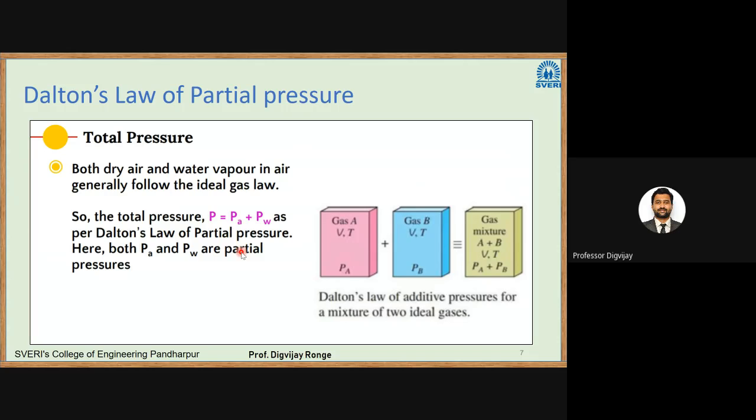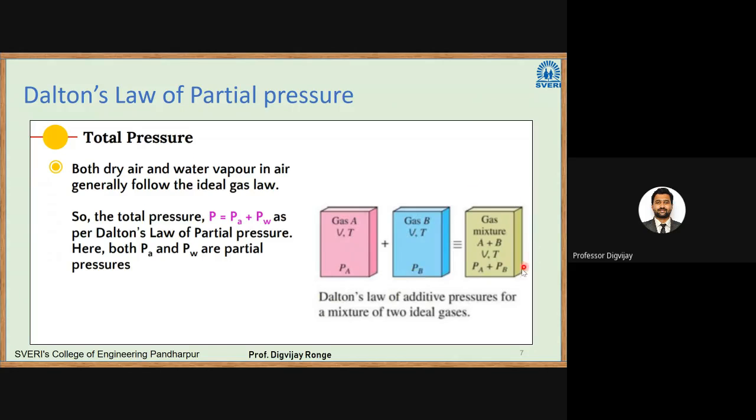Then coming to the main point here, which is a governing factor in psychrometry, that is nothing but Dalton's law of partial pressure. You might have already studied this in first year. The actual statement of Dalton's law of partial pressure is that the total pressure in a mixture... So there is a mixture of gases. You can see here on the screen, there is a gas A with a volume VT and pressure of PA. Then there is a gas B with pressure of PB.